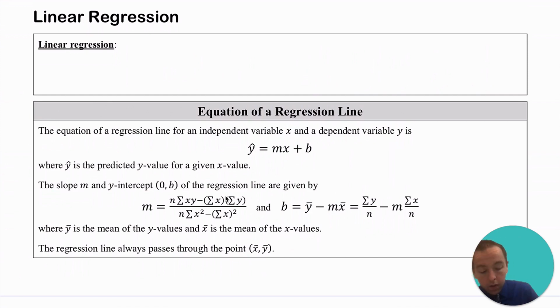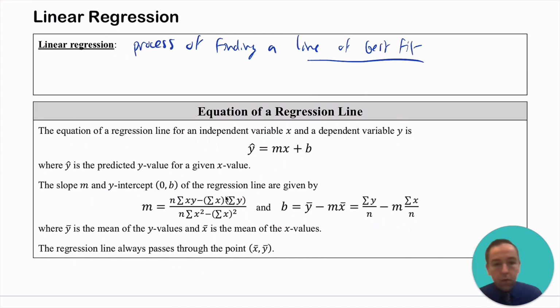Whenever we are going through that process of finding a line of best fit, we are going to use what's called linear regression. All that linear regression is really just the process of finding a line of best fit for some data. We'll use a method that's called the least squares regression, and you'll see a little bit later on why it's called the least squares regression.